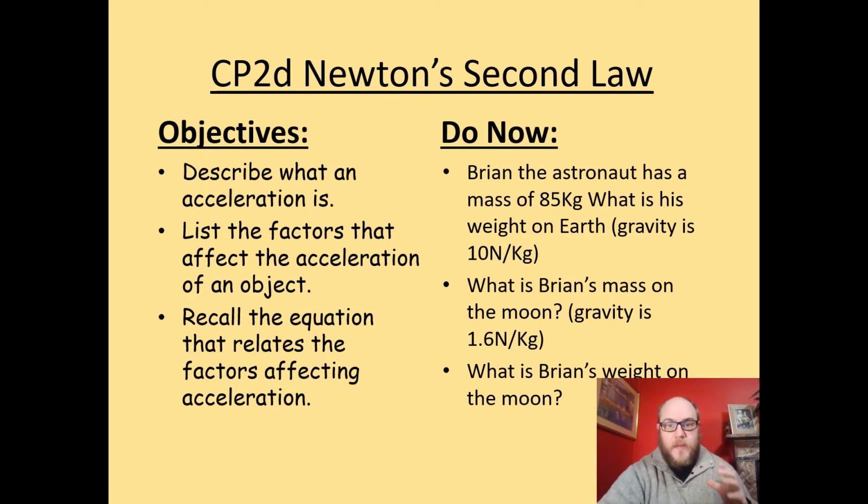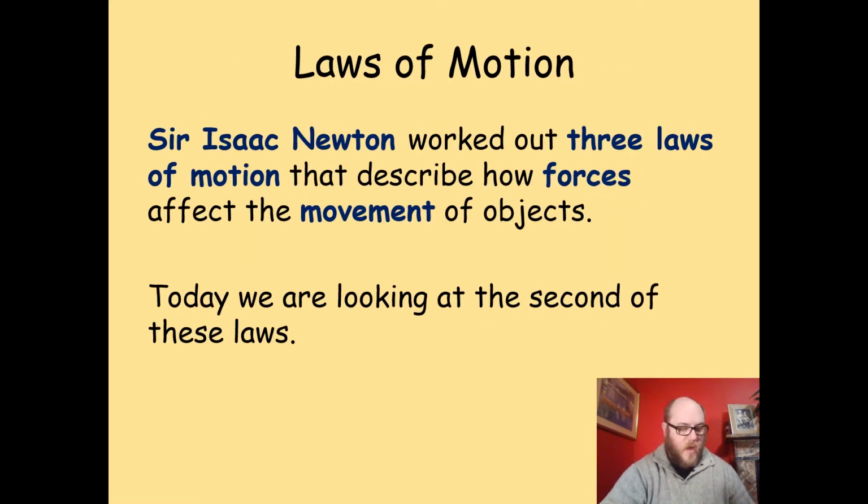That's his mass. There are 85 kilograms worth of Brian particles that make up Brian the astronaut. However, his weight on the Moon, now that's 85 multiplied by 1.6, which gives you a weight of 136 newtons. That's certainly much lower than his weight on Earth of 850 newtons. That's why Brian is able to leap around on the Moon.